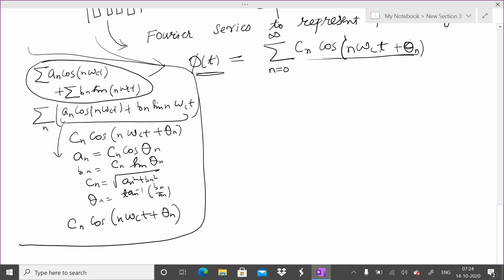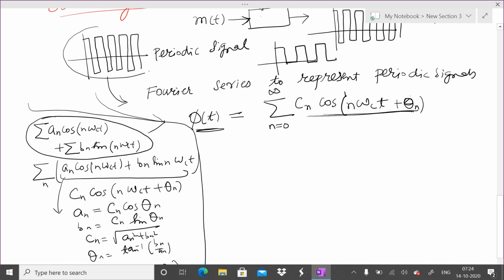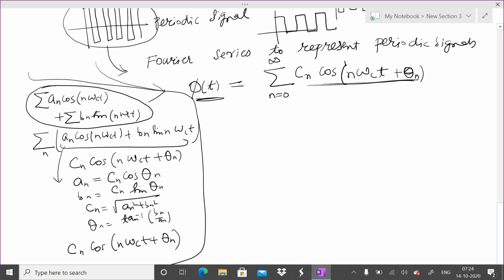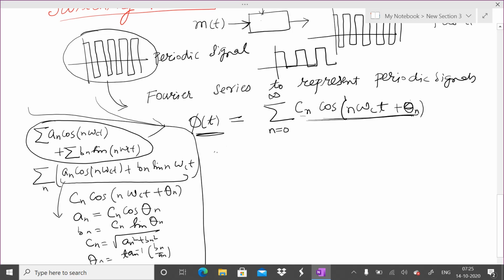Now any periodic signal can be written in Fourier series like this. In particular, if the periodic signal is of this type, an on-off signal, that also can be represented in terms of Fourier series, but the values of Cn and theta n will be different. Okay, now if you multiply m of t with phi of t, what will you get?